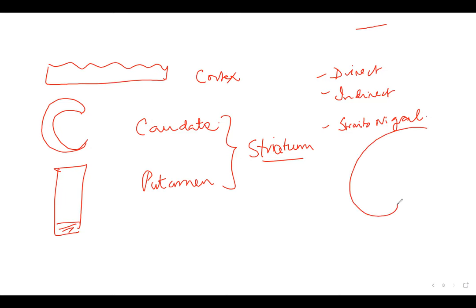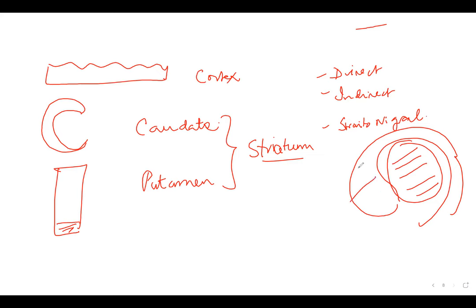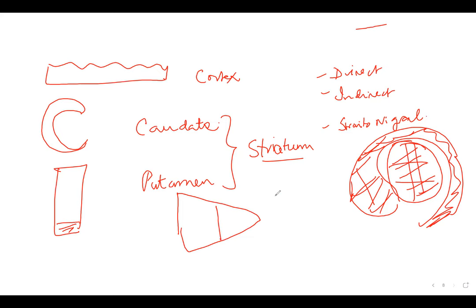This is the C. And putamen is here. Okay. This is all caudate nucleus. I wish I had more colors. Doesn't matter. This one is the putamen. These are lateral structures that meet around the third ventricle. And medial to that is the globus pallidus, interna and externa.